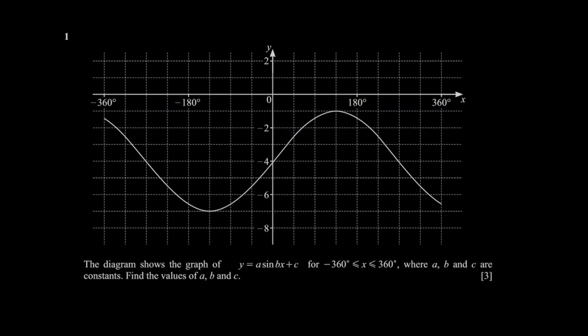Okay, so here we are in question 1. The diagram shows the graph of y equals a sine bx plus c between negative 360 and positive 360, where a, b, and c are constants, which we need to find.